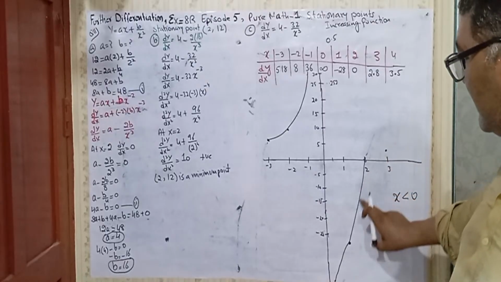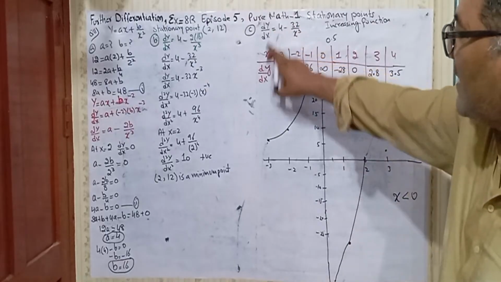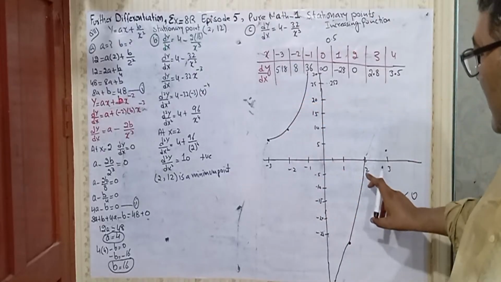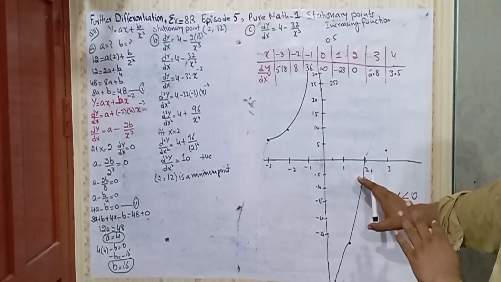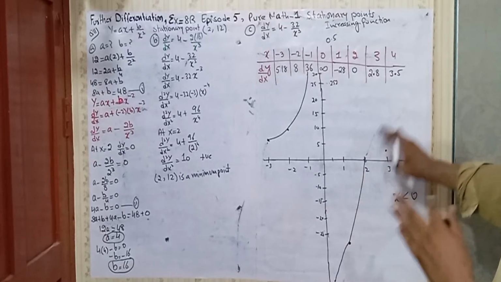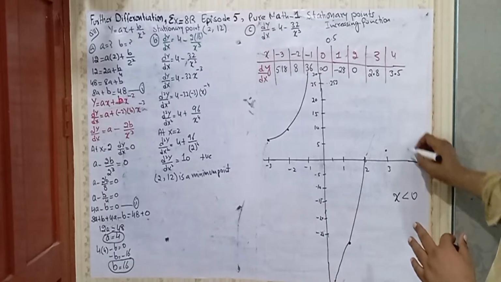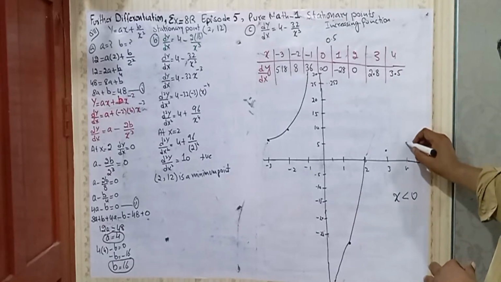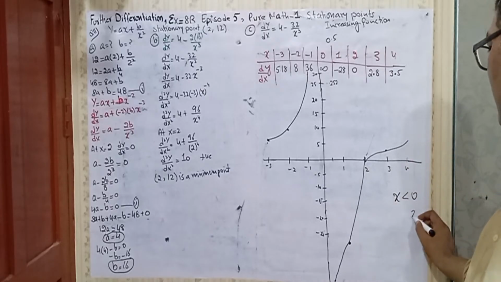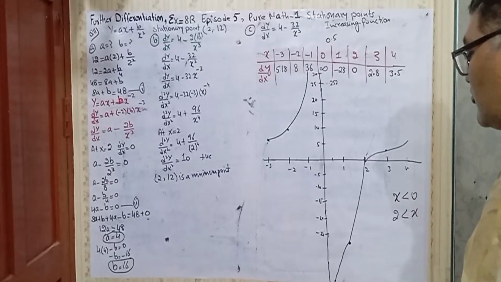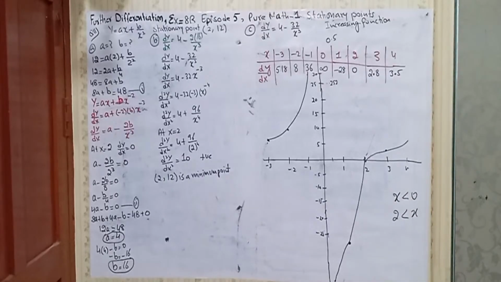And here, this is the graph on the y-axis of dy by dx. Before the 2, the graph is in the negative portion of the y-axis. After this, the graph goes into the positive section, so it moves like this, after x greater than 2. Let me check the answer, sir. The answer is x should be less than 0 and x should be greater than 2.